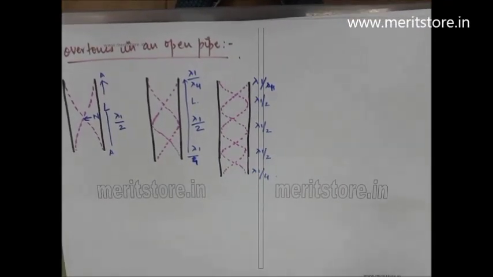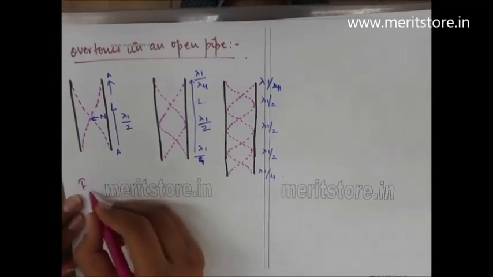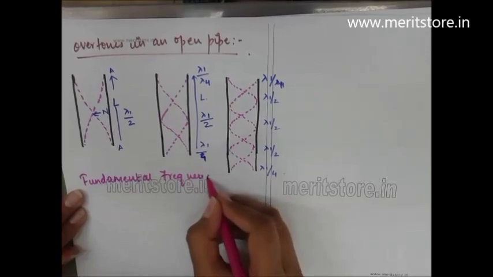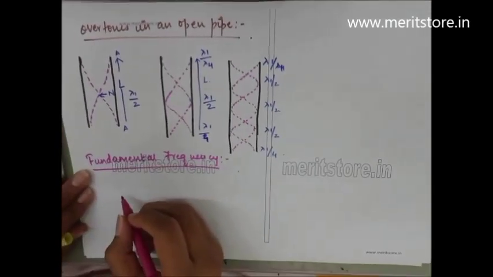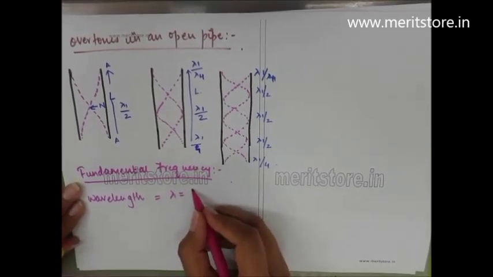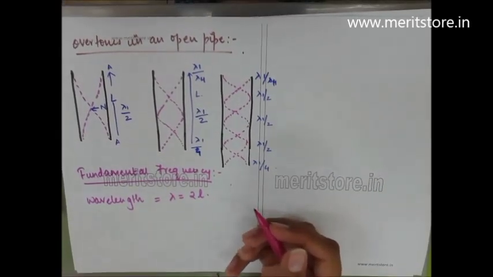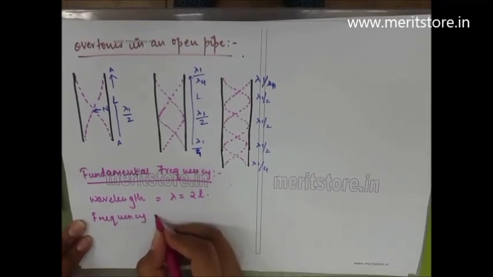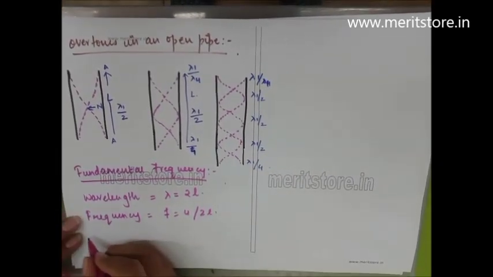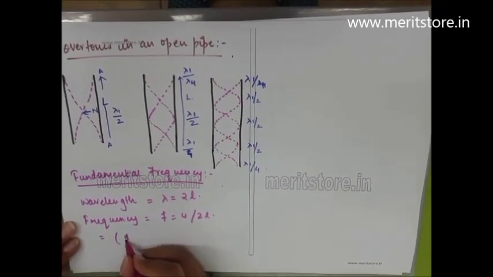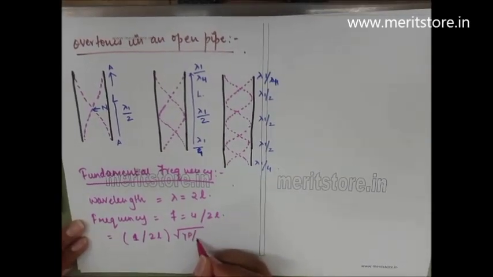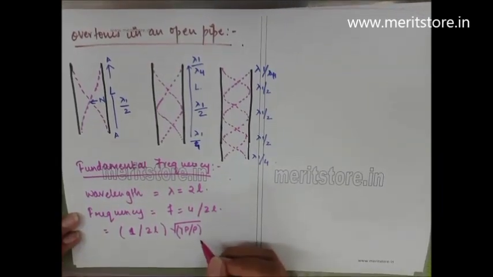Now, what is fundamental frequency? Here the wavelength is given by lambda is equal to 2L. The frequency is given by f is equal to velocity divided by 2L, which is also equal to 1 upon 2L multiplied by square root of gamma P divided by rho.